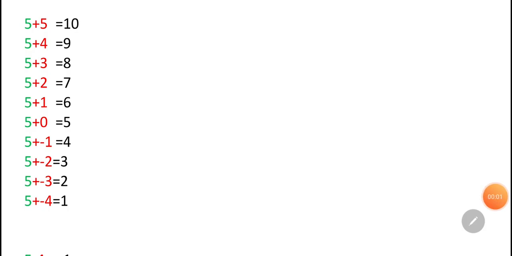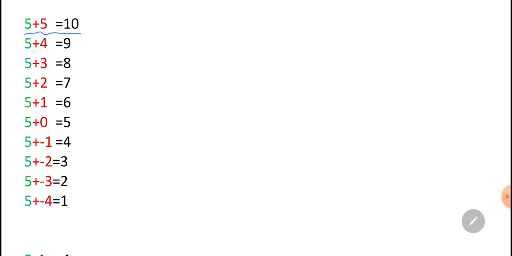This series of additions nicely shows what happens when we add negative numbers. As you can see, I'm starting off with 5 add 5, and the green number always stays as 5, and all I'm doing is that in the red you can see the numbers are going down. So 5 add 5 is equal to 10.